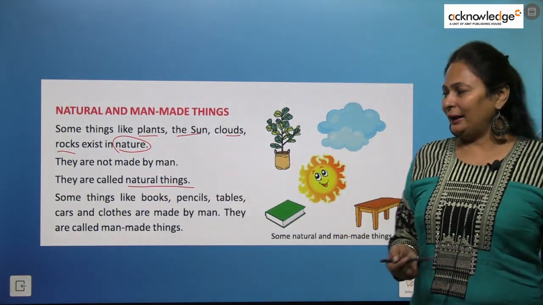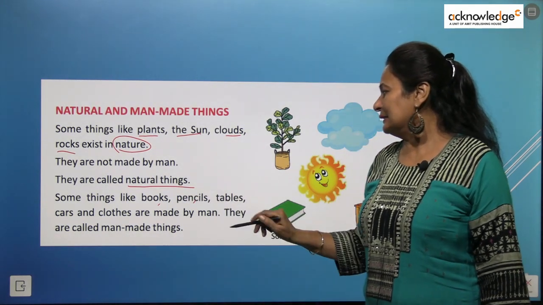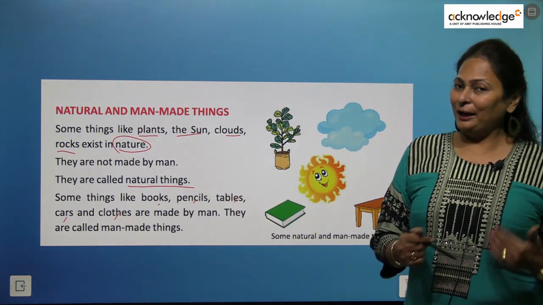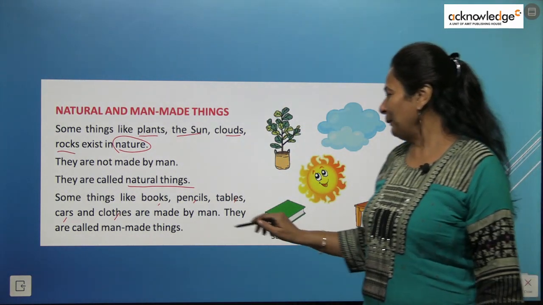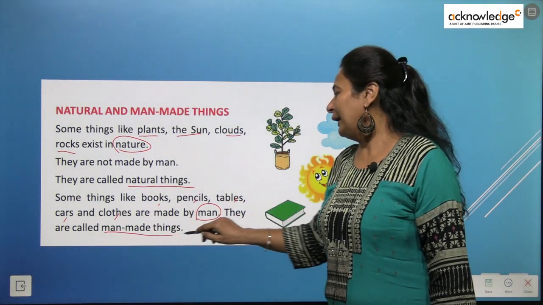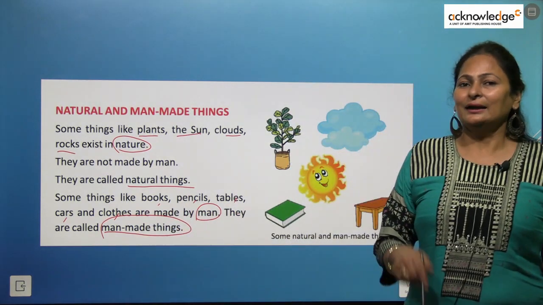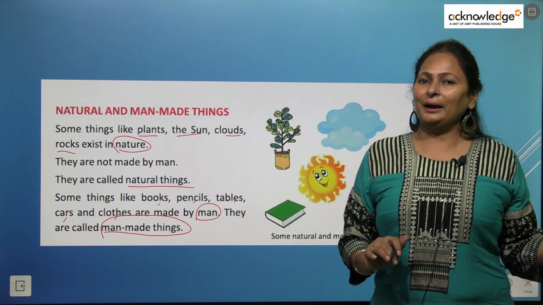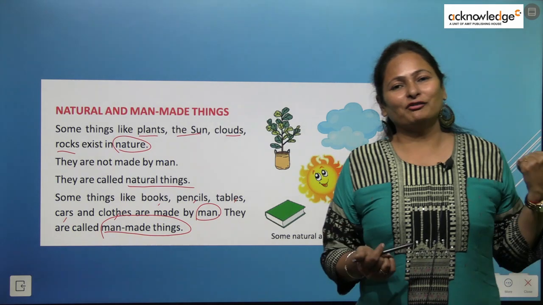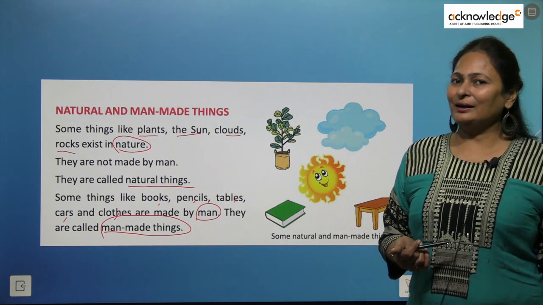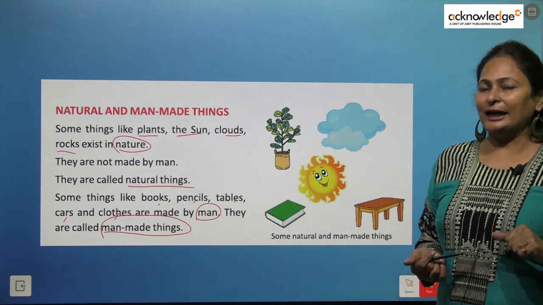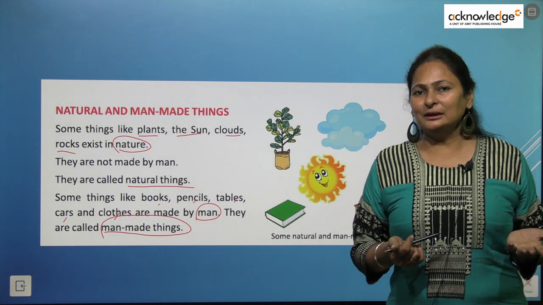Some things like books, pencils, tables, cars and clothes are made by us, or made by man. So that is why we have grouped them into man-made things, right? The things are either made by man or made by nature. According to their existence, we have kept them in two groups, man-made things or natural things. You can easily identify. Can you tell me the natural things? Can you give some more examples?